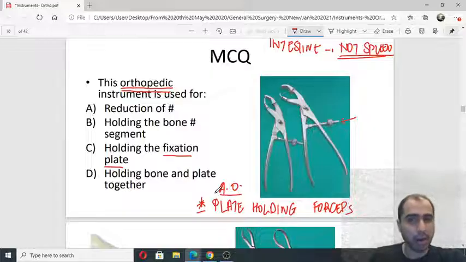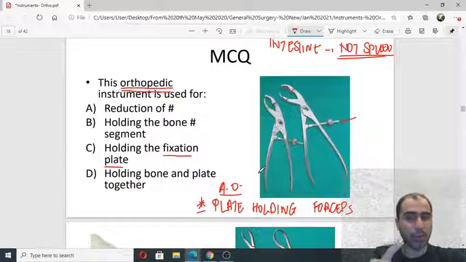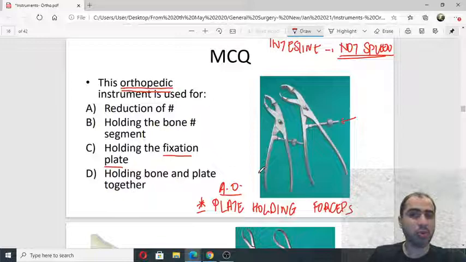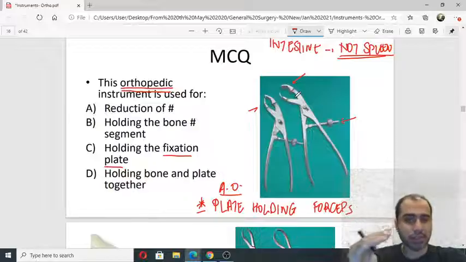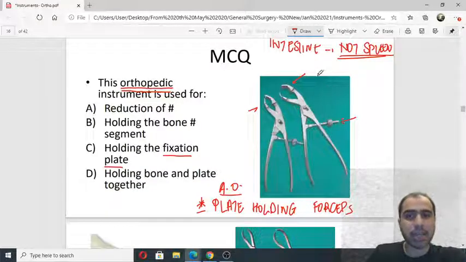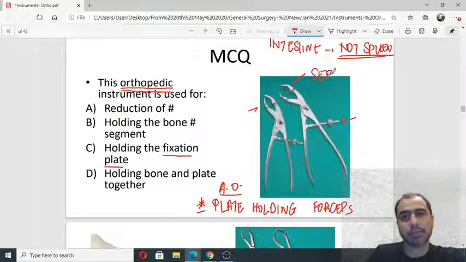That is correct. But it's not only going to hold the plate. How exactly is it going to hold, and how do you identify this? You look at the tip. The tip has two surfaces. One surface has serrations.